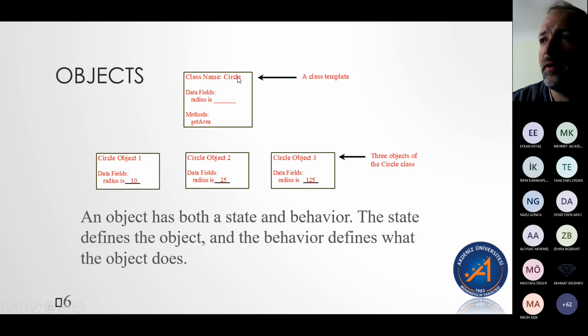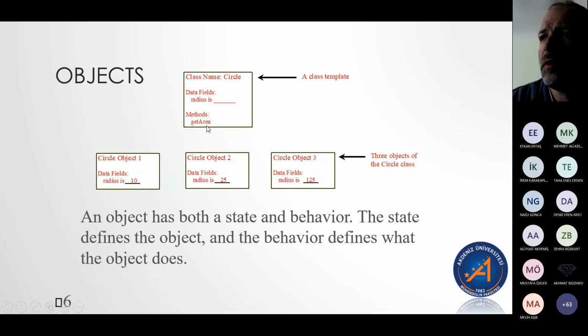Now, a circle can have a data field like a radius. And then we can also have a method called getArea. But then each instance of that circle that we create is an object. So the blueprint is the class Circle. The actual thing itself is an object.